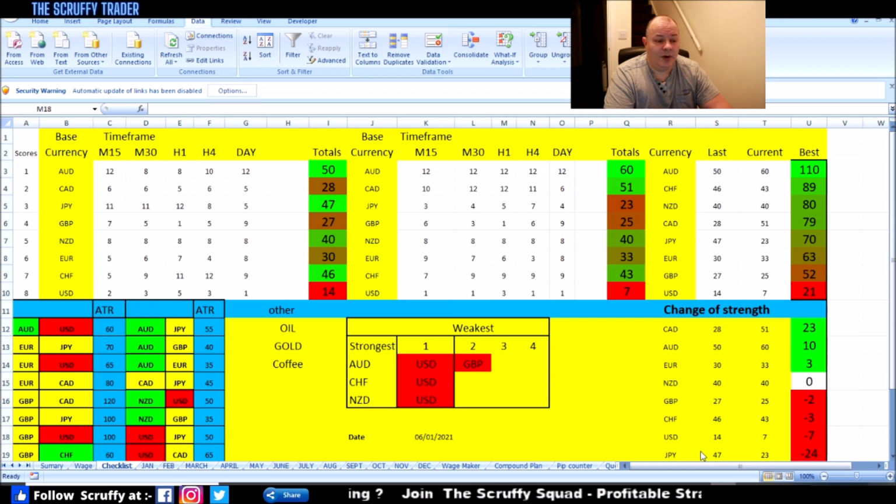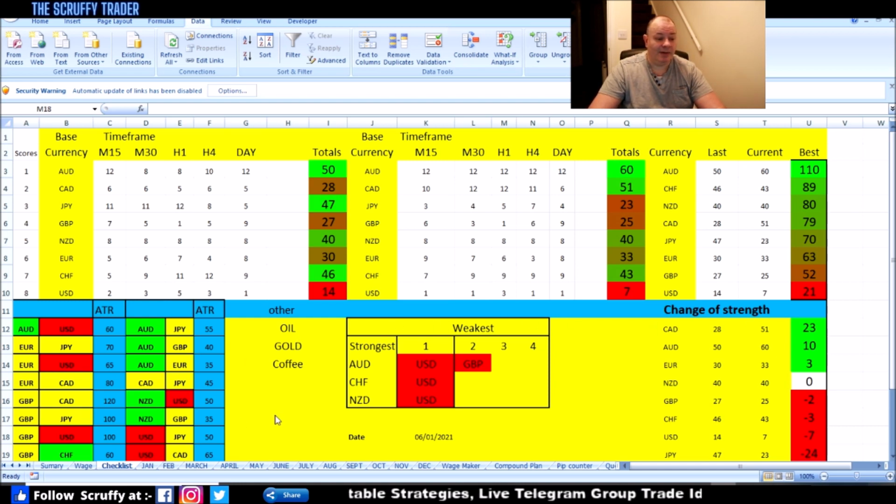Okay. Following on from this, it just gives you a quick snap of strongest versus the weakest, and that's pretty explanatory. There's the Aussie, the strongest. There's the weakest, which is there, and it gives me the top three.